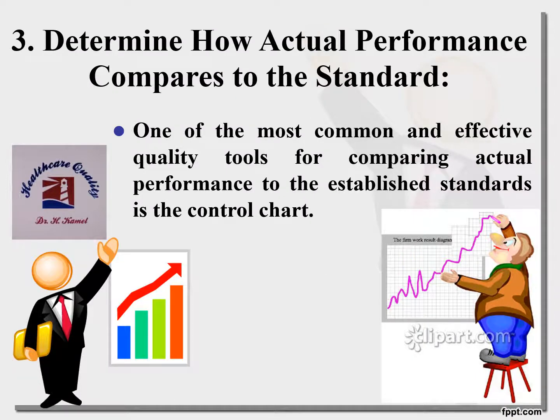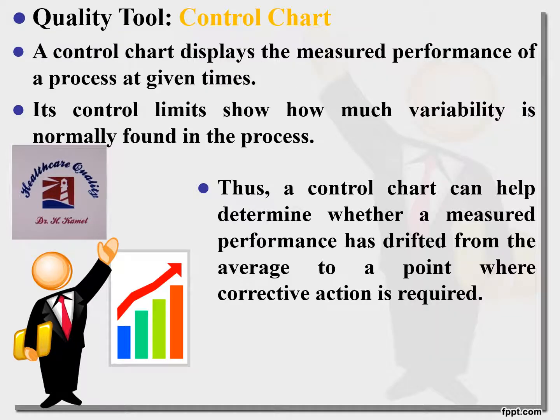3. Determine how actual performance compares to the standard. One of the most common and effective quality tools for comparing actual performance to the established standards is the control chart. The control chart displays the measured performance of a process at a given time. Its control limits show how much variability is normally found in the process.